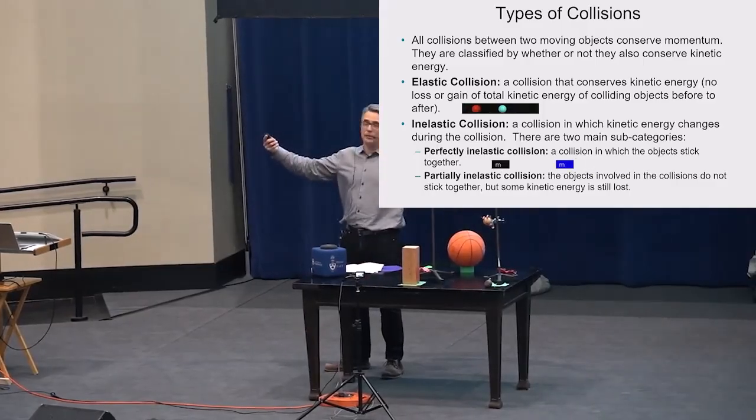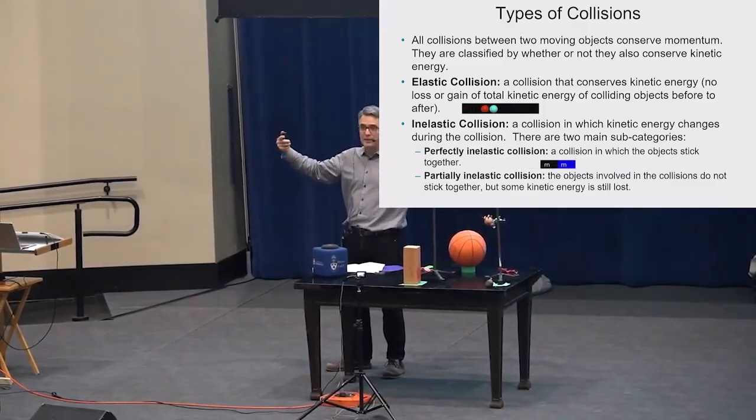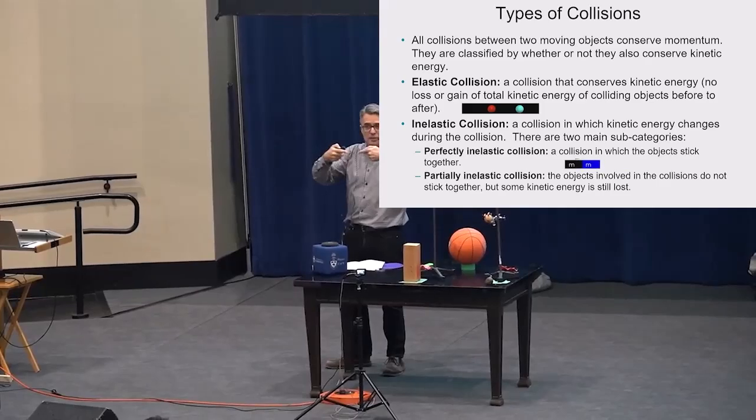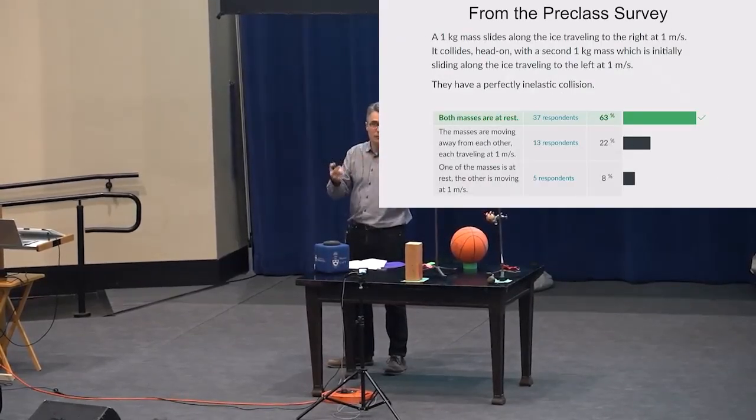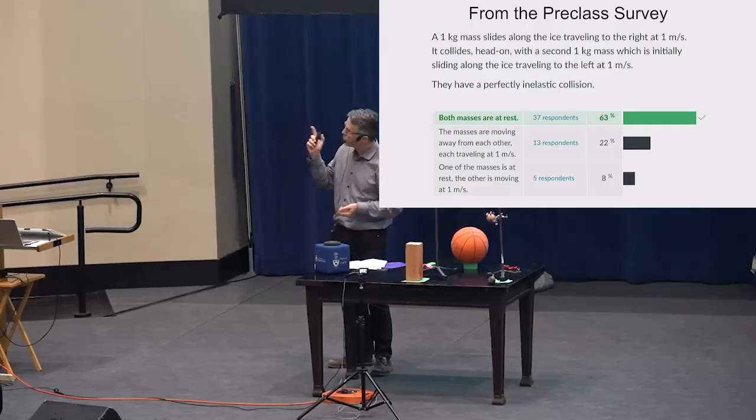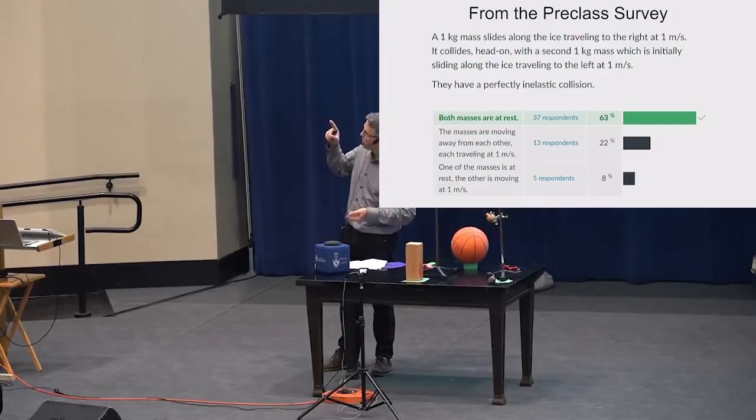If you've got, for example, a perfectly inelastic collision with things that have opposite momenta, the total momentum of the system is 0 before and after, so they stop. So a 1 kilogram mass slides along the ice, traveling to the right at 1 meter per second. It collides head-on with a second 1 kilogram mass, initially sliding to the left at 1 meter per second.